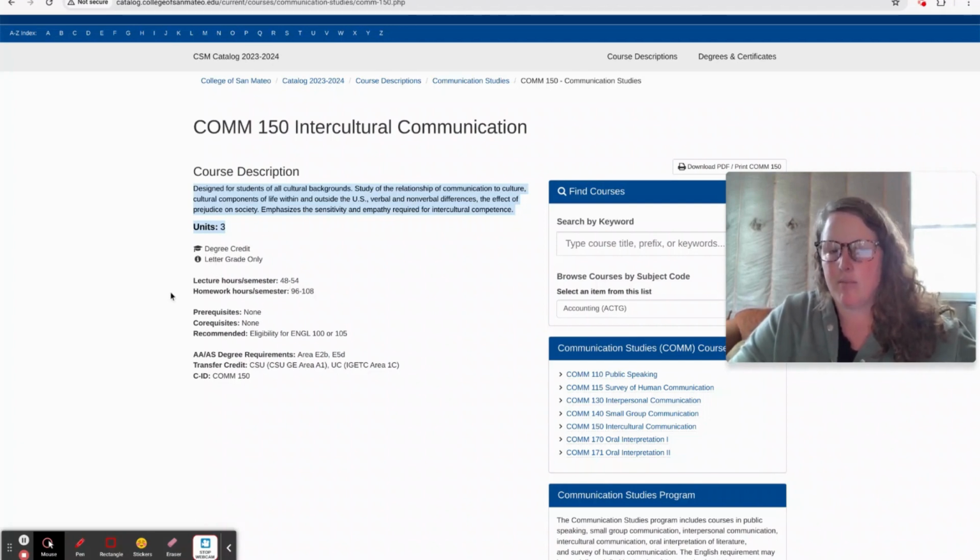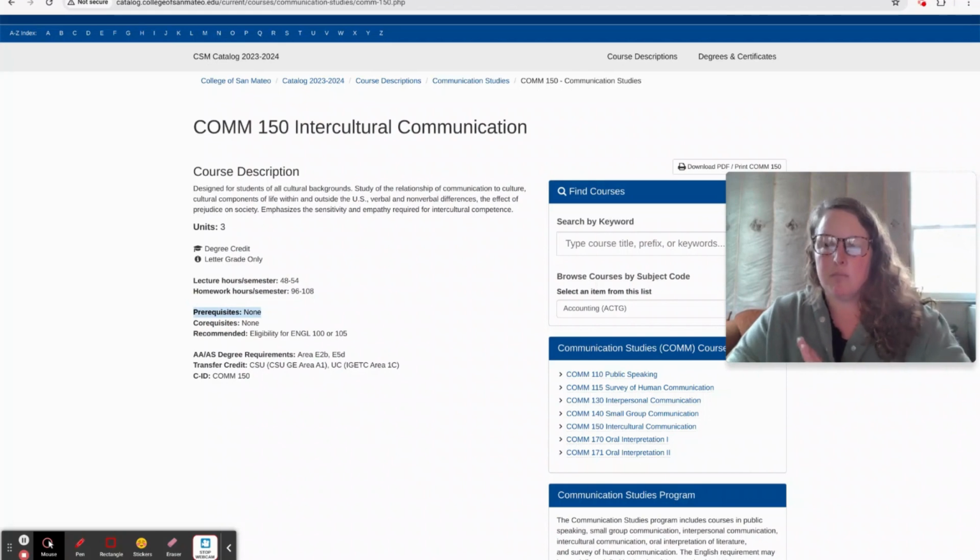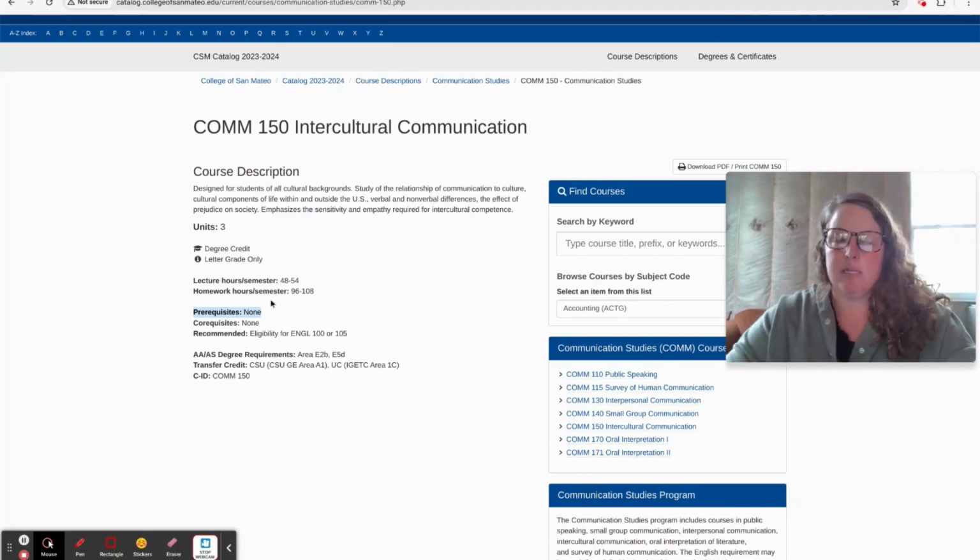Every course will tell you how many lecture hours it's going to take for the semester, how many homework hours are included. Prerequisite, none. That means that you don't have to have any other courses before to take this course. Core requisites, courses that you have to take with it, none. Recommended, eligibility for English 100 or 105.